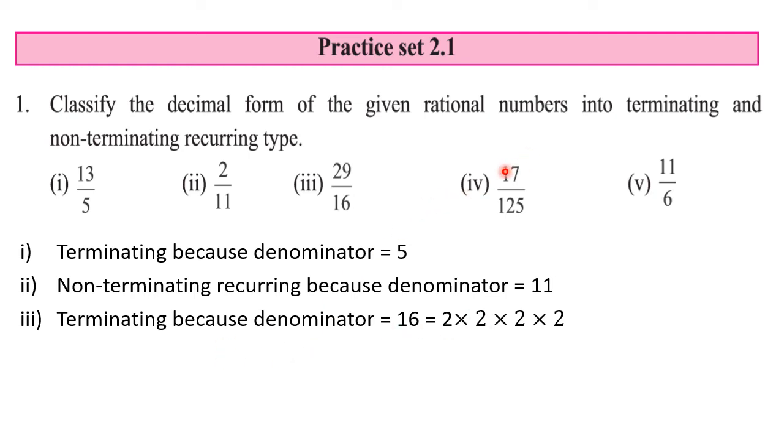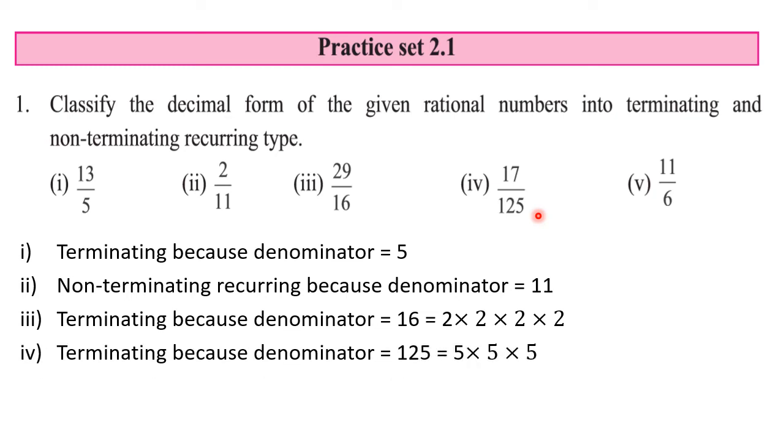Next one, all of you can guess now. 17 upon 125. How will you express 125? 125 means 5 into 5 into 5, 3 times. Okay, that is why it is again terminating. Because 125 we can write as 5 into 5 into 5. Last one, 11 upon 6. Guess, terminating or not terminating?